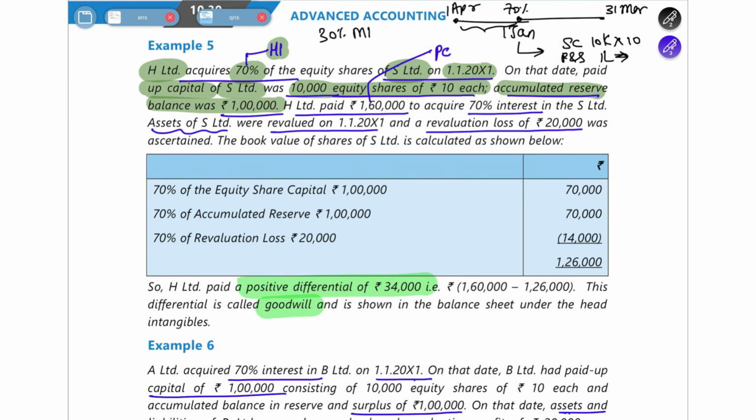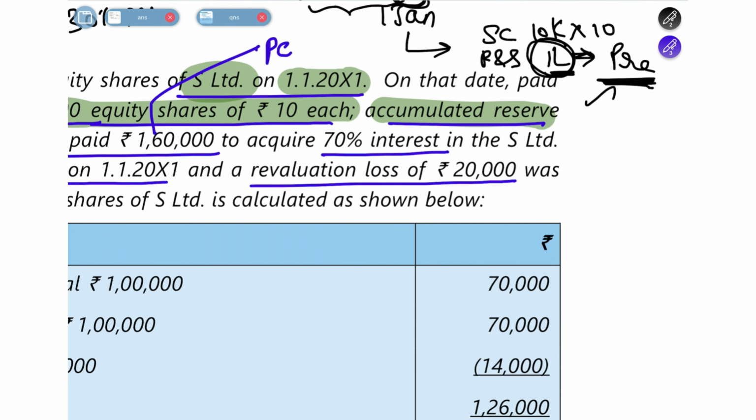So this accumulated reserve of 1 lakh rupees is a pre-period, because until today, until 1st Jan, the accumulated reserve is 1 lakh. That means any accumulation must have happened before 1st Jan. So the entire period before 1st January, or before the date of acquisition, is a pre-acquisition period. So this entire 1 lakh of reserves and surplus is going to be a pre-acquisition reserve only.